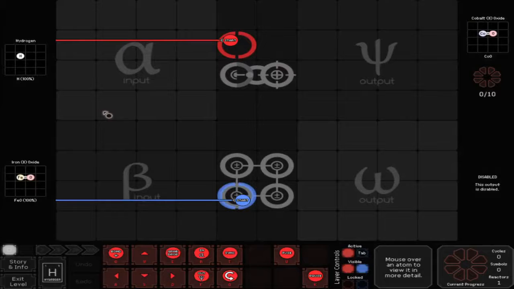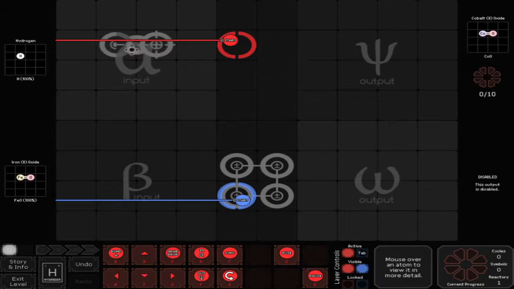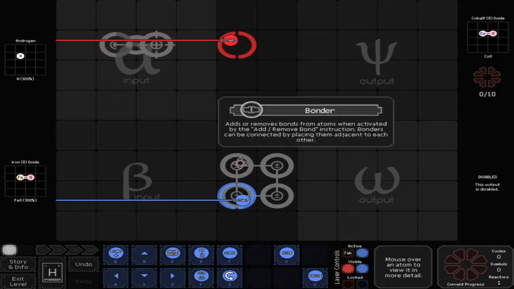So, hydrogen and iron oxide we have to turn into cobalt oxide. So let me just make a quick check. Iron is atomic number 26, and cobalt is atomic number 27. So, red can kind of take the day off, because I see a way for us to solve this with only blue.